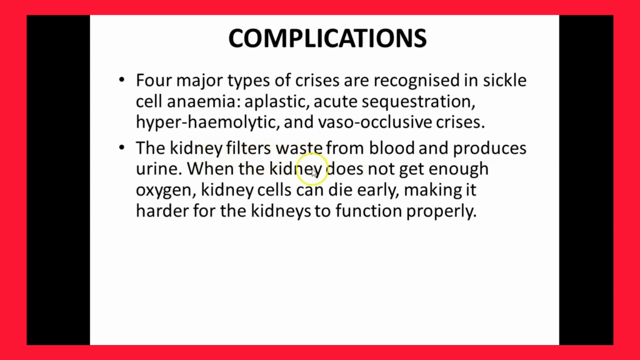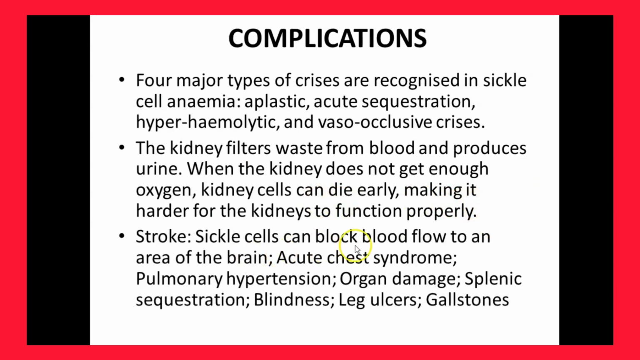The kidney filters waste from blood and produces urine. When the kidney does not get enough oxygen, kidney cells can die early, making it harder for the kidneys to function properly. Stroke is also another complication, because when oxygen does not get to all these vital organs, there will be stroke. You can also talk of acute chest syndrome, pulmonary complications, and other forms of sicknesses.